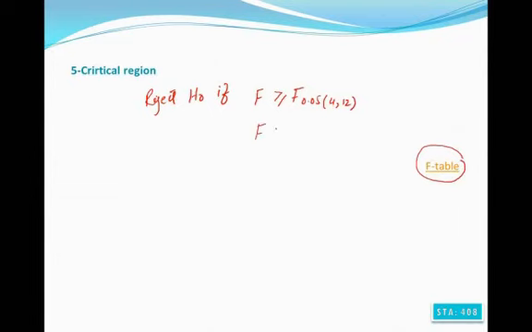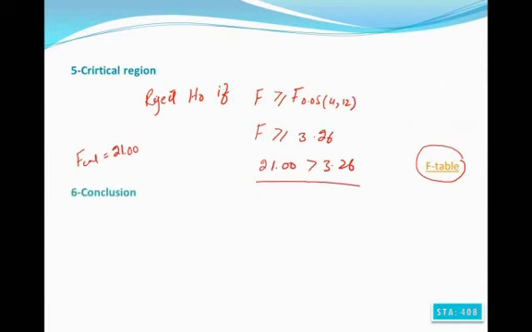And the fifth step is your critical region. Reject H naught if F is greater than or equal to F 0.05, 4, 12. F के टेबल में जब आप ये वैल्यू देखेंगे 4, 12 के साथ 0.05 में, तो ये आपके पास आती है 3.26 and your calculated F is 21. 21 is greater than 3.26, so it means we will reject the H naught, our null hypothesis.